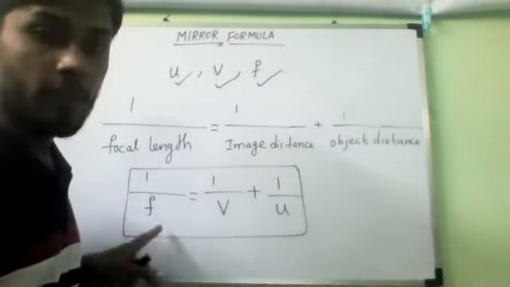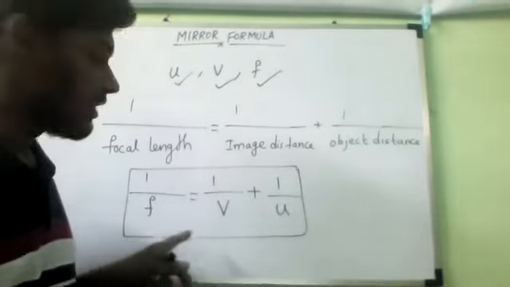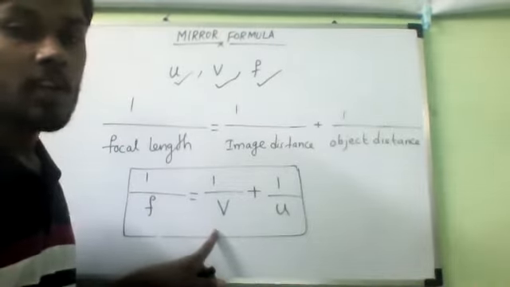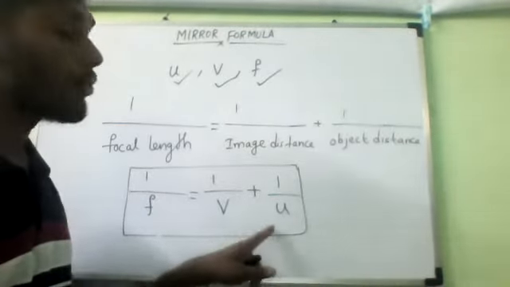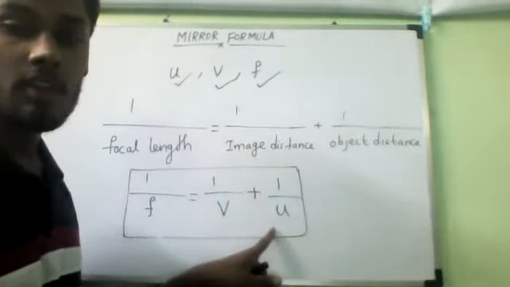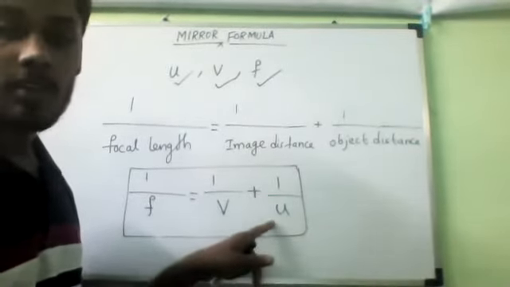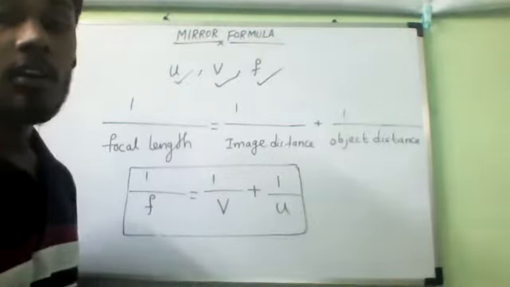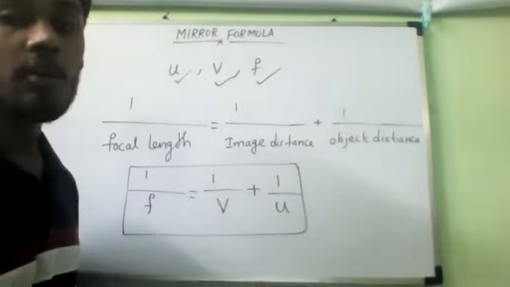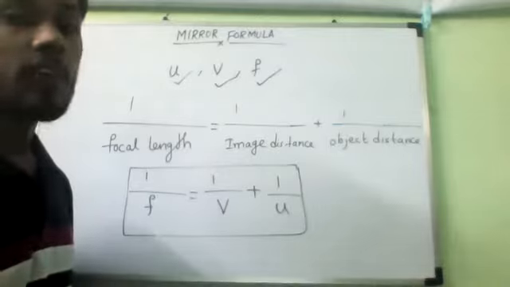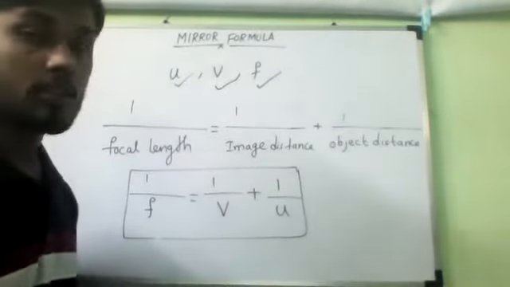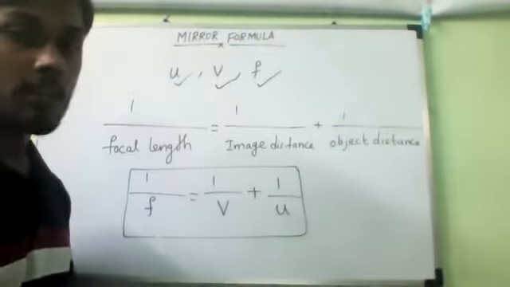Here f indicates the focal length of the mirror, v indicates the distance of the image from the mirror, and u indicates the distance of the what? u indicates the object distance, from the mirror. From the pole, understand? From the mirror. All of you write it.